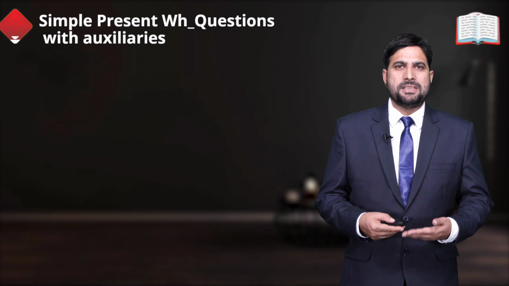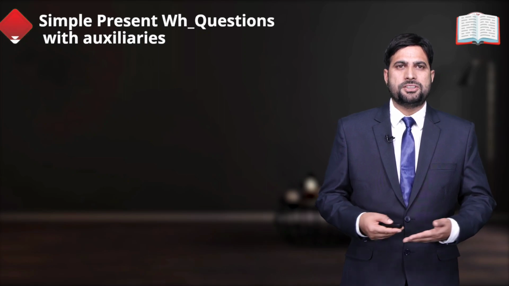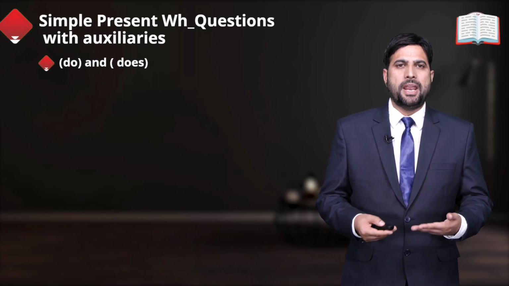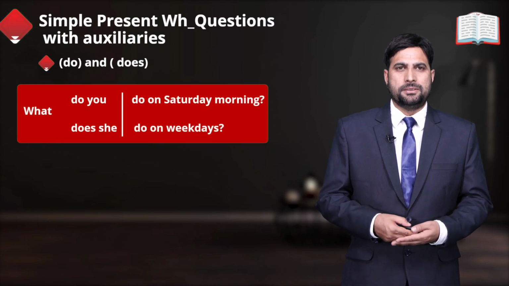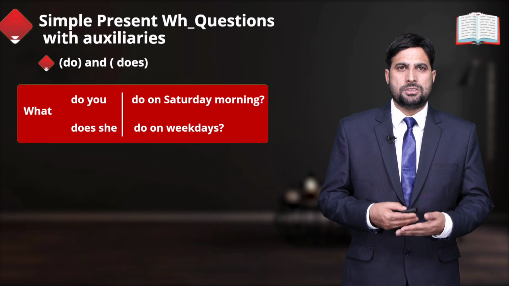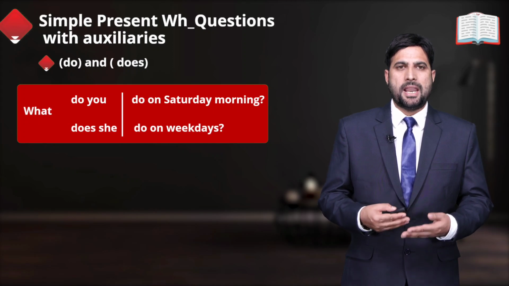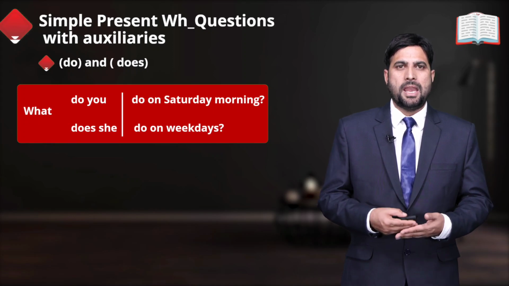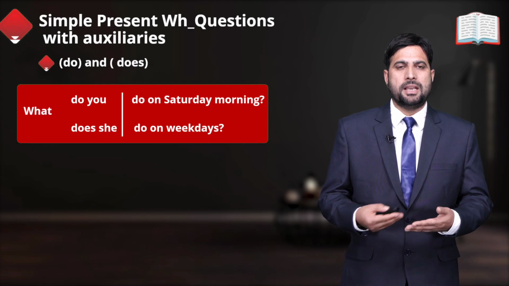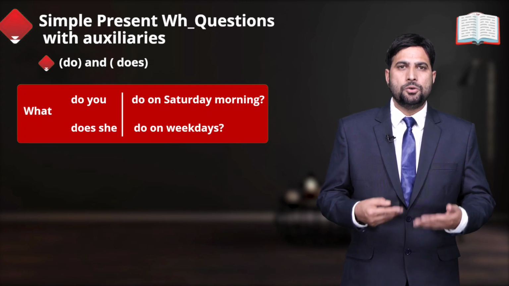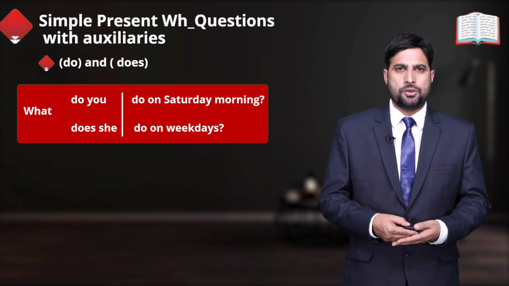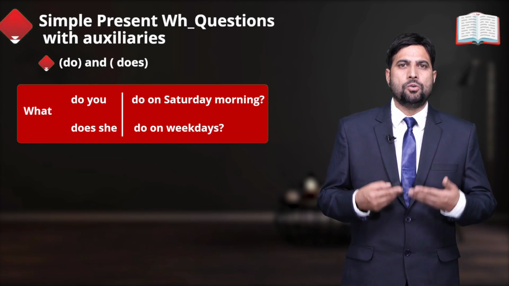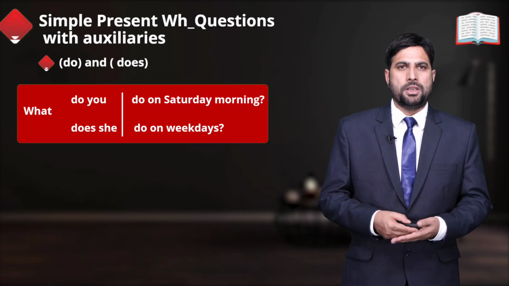Now, simple present with WH words, with auxiliaries do and does. What do you do on Saturday morning? So here first is the WH word, that is the what question, and then we use the helping verb, then the subject, and then again the main verb. So, what do you do on Saturday morning? This is the present simple sentence in interrogative form. I go to work every Saturday morning.